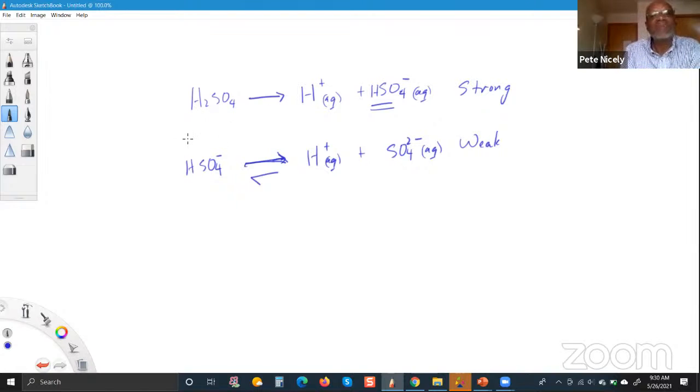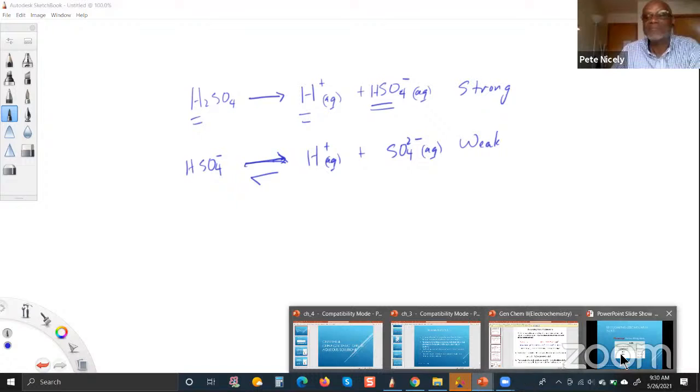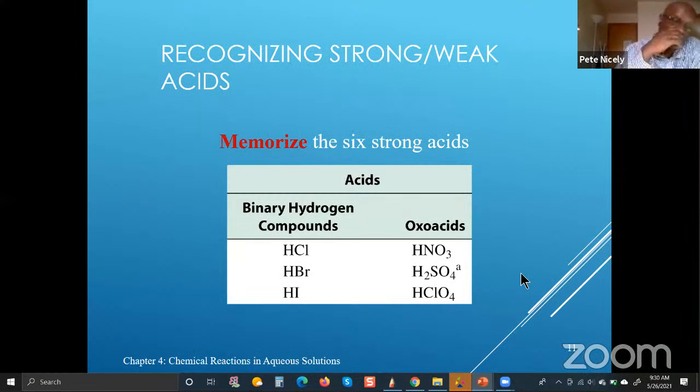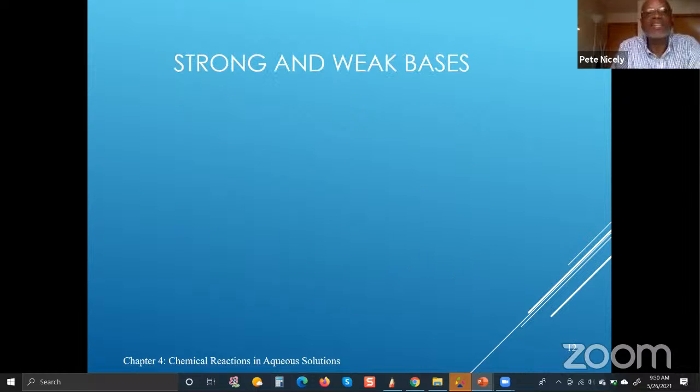So sulfuric acid is a bit different from the other strong acids that I showed you on that list because it has 2 hydrogen ions that can be released. The first one is going to be released strongly, but the second one will be a weak dissociation, all right? So I thought I should just mention that so that you're aware of that. Okay, so those are the 6 strong acids that you need to know. Pretty much all other acids that you'll encounter will be weak acids.